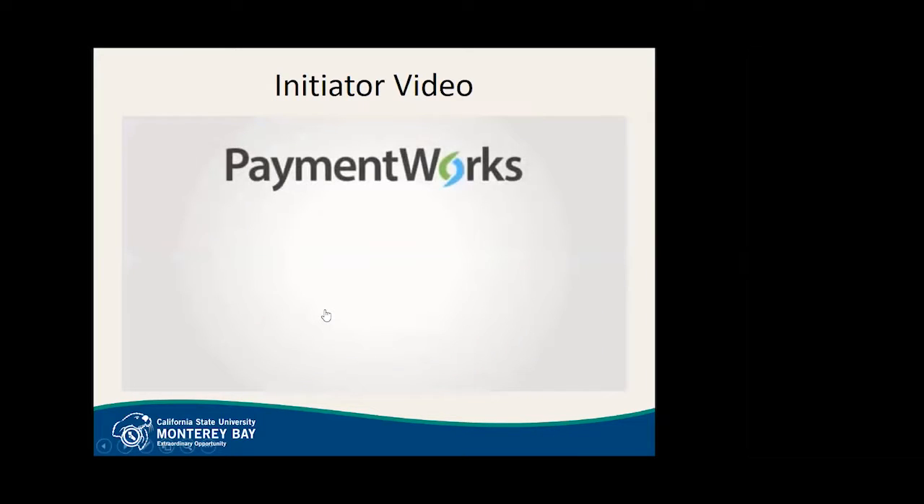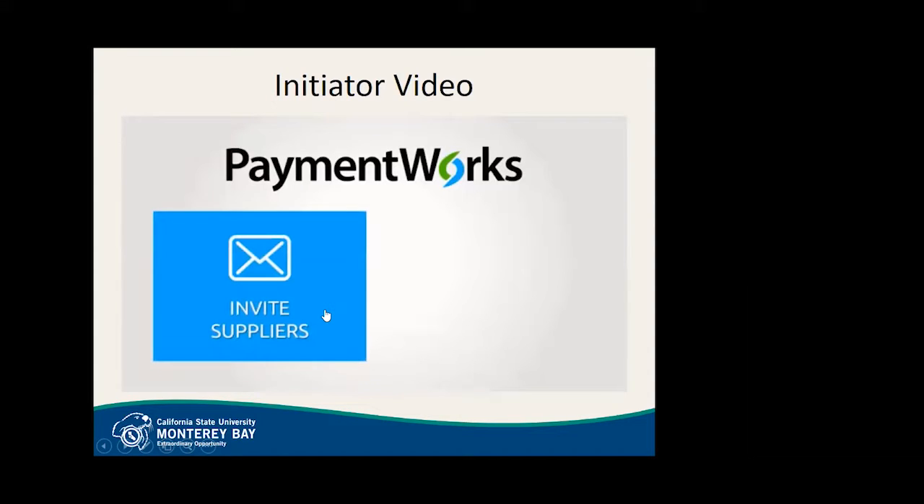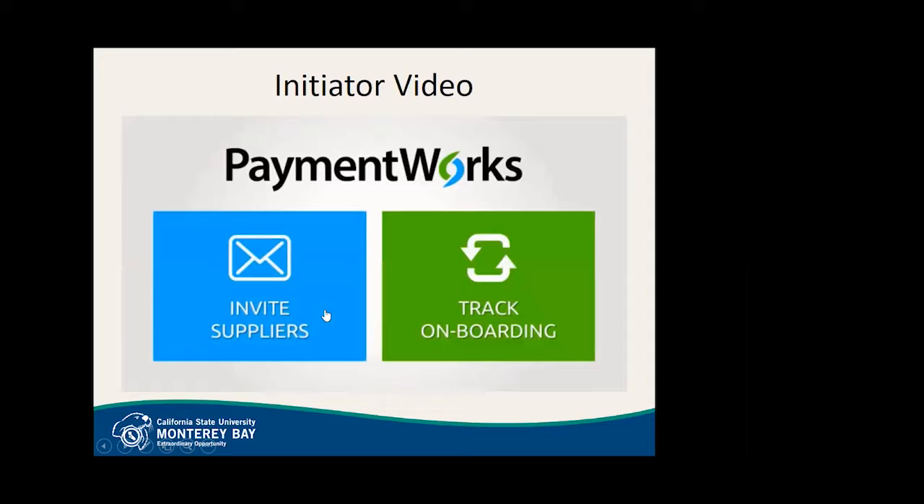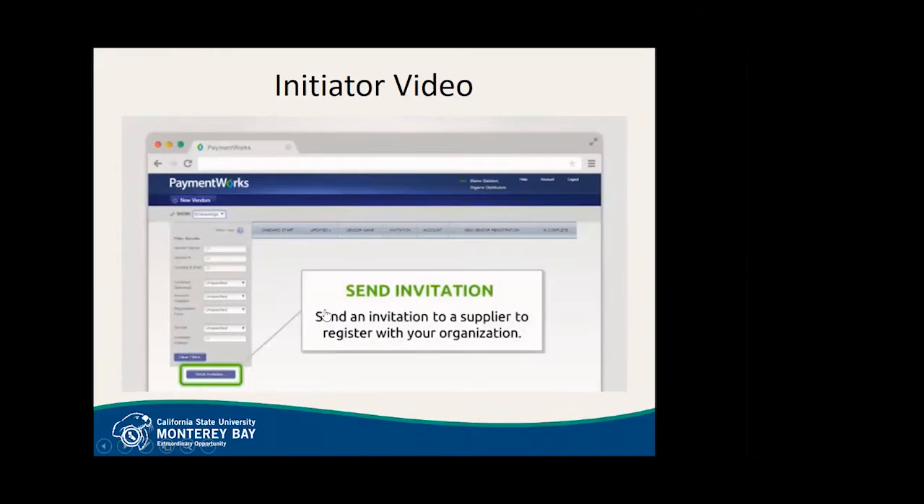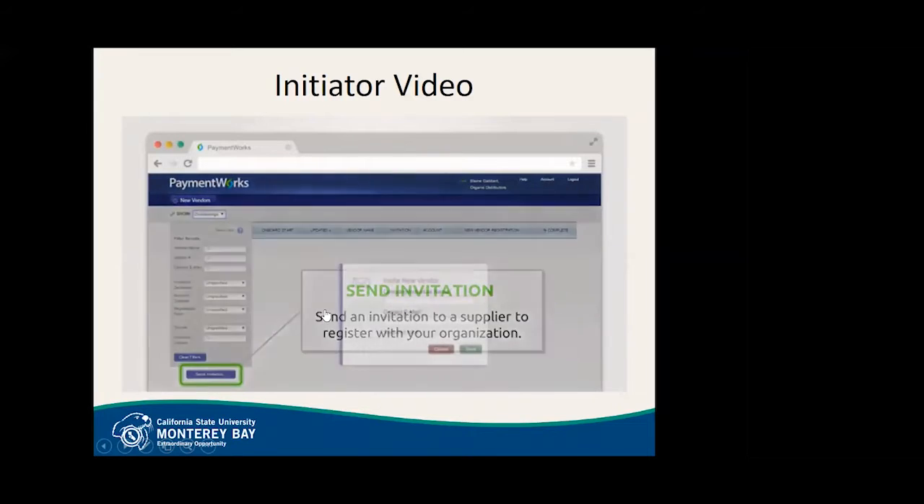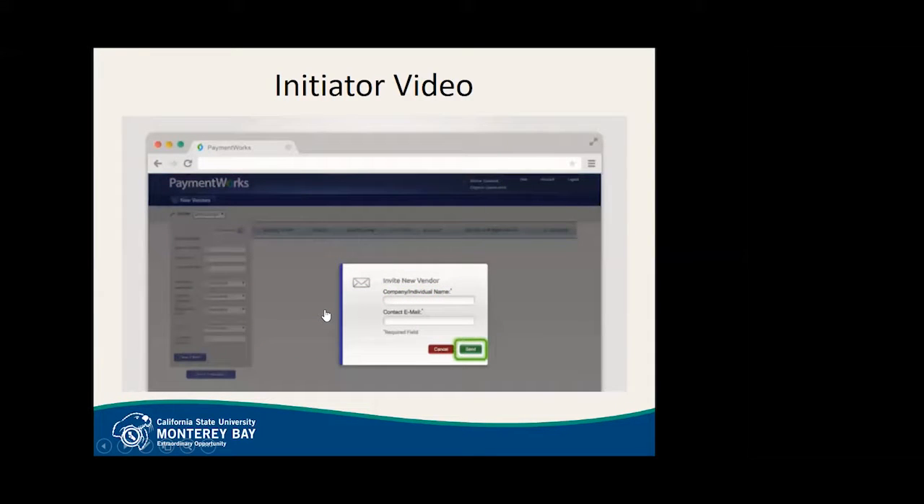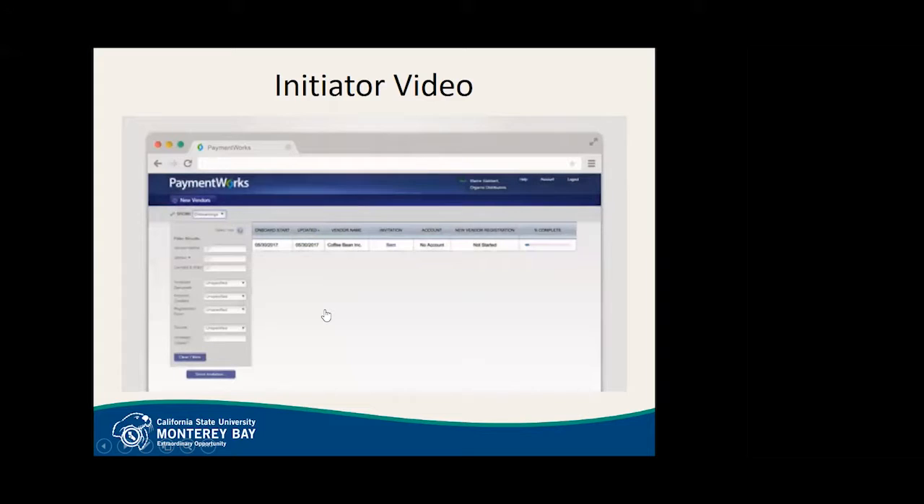In this video, we will provide a brief explanation on how to send invitations to prospective suppliers, as well as track the onboarding process. To begin, click Send Invitation at the bottom left of your screen. Here, you will be able to send an invitation to a supplier to register with your organization. Fill the required fields and click Send. Your organization may require other fields than those shown. You will see the invitation appear in the Onboardings view. To resend an invitation or cancel registration reminders, click here.